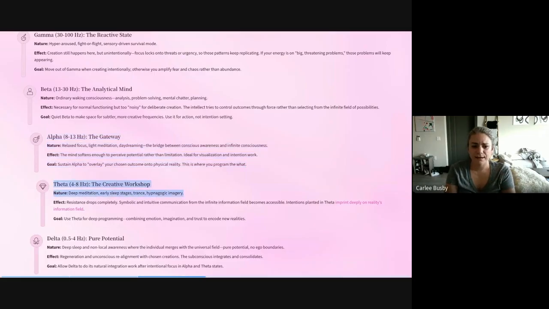And then in theta, where you're a little bit less activated, this could be in hypnosis, a trance, a deep meditative state, even that in-between phase where you're not quite asleep, but you're falling asleep, and you're in that weird dreamlike state. It's that state as well.